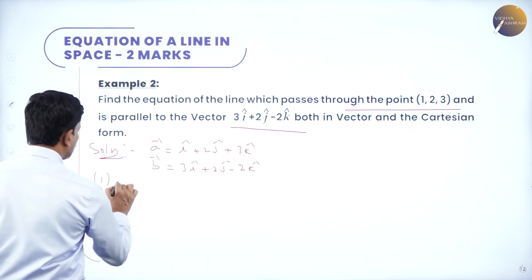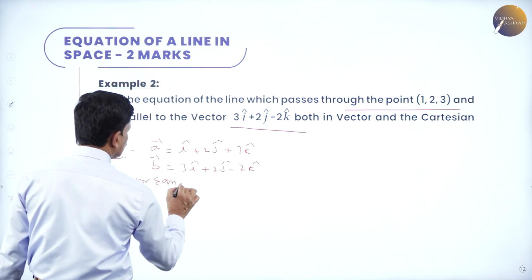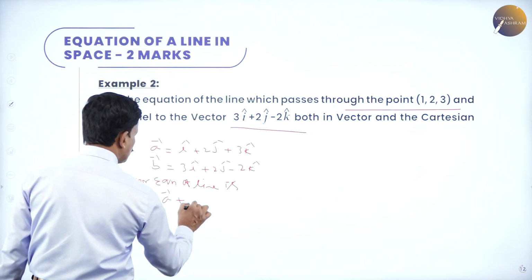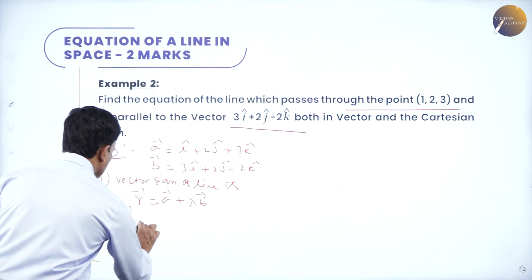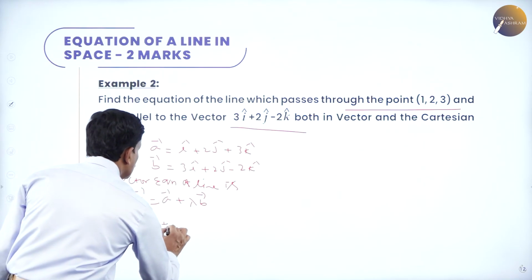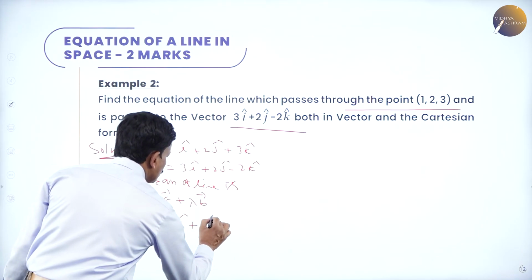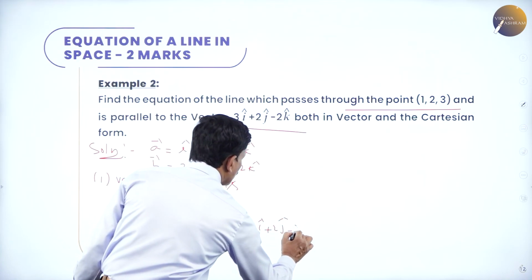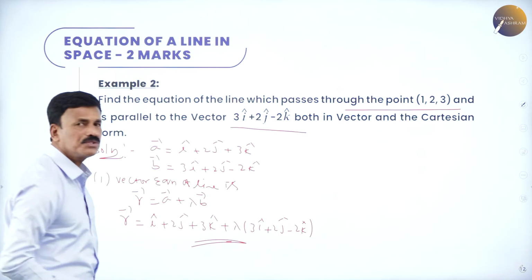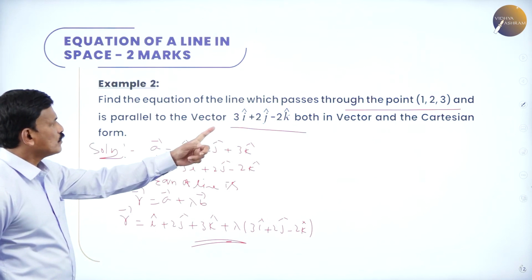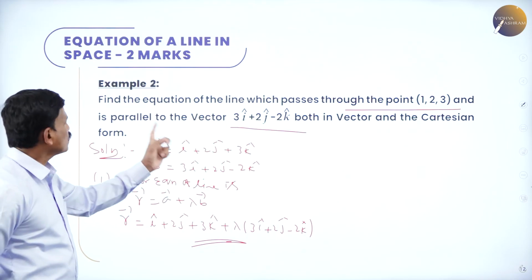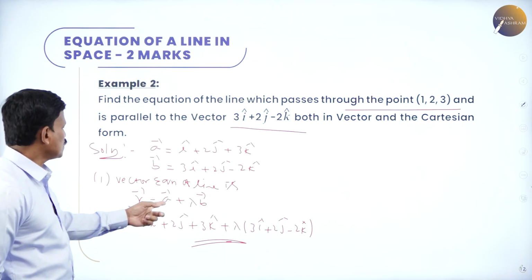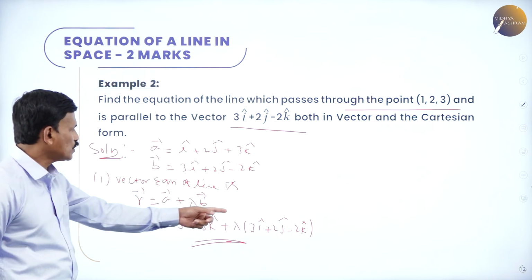Now the first one, vector equation. The vector equation of the line is r = a + λb. That is r = i + 2j + 3k + λ(3i + 2j − 2k). This is the vector equation. That's it. See, what is given? a = (1, 2, 3) means i + 2j + 3k, and vector b = 3i + 2j − 2k. The vector equation of the line is r = a + λb.